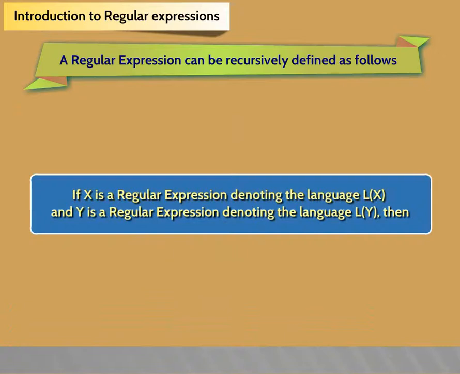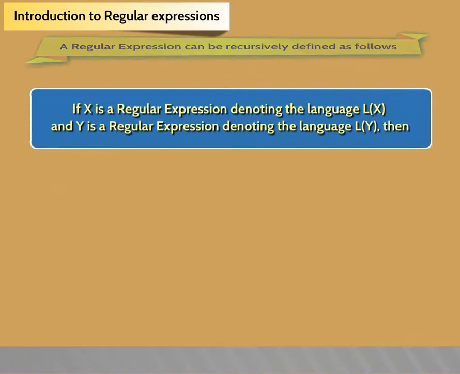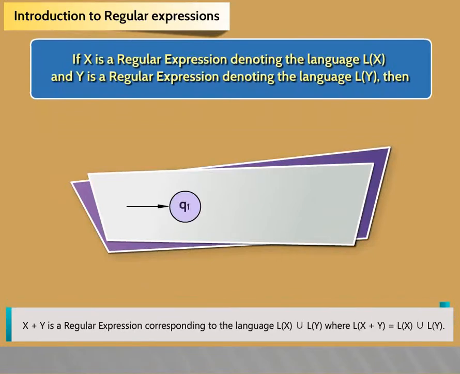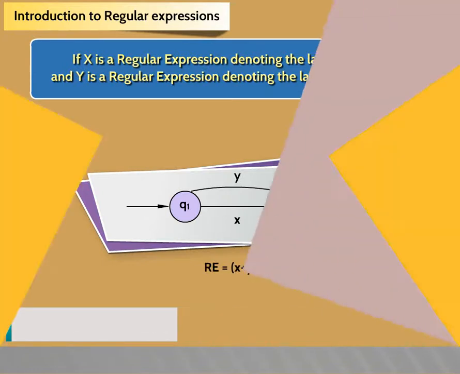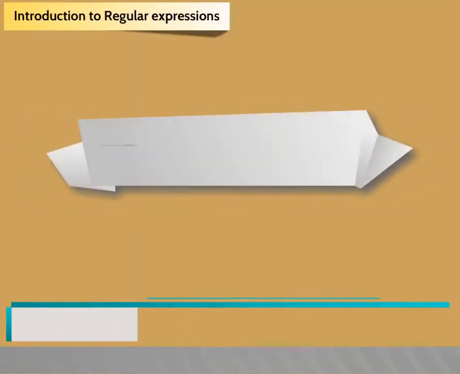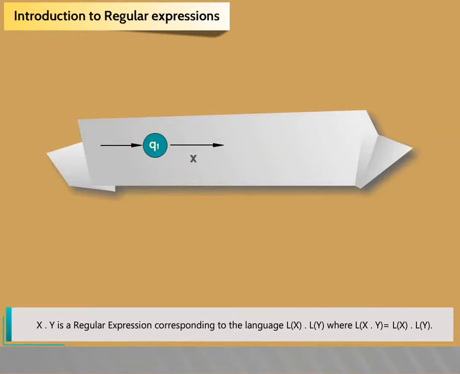If x is a regular expression denoting the language L of x and y is a regular expression denoting the language L of y, then x plus y is a regular expression corresponding to the language L of x union L of y, where L of x plus y is equal to L of x union L of y. x into y is a regular expression corresponding to the language L of x into L of y, where L of x into y is equal to L of x into L of y.